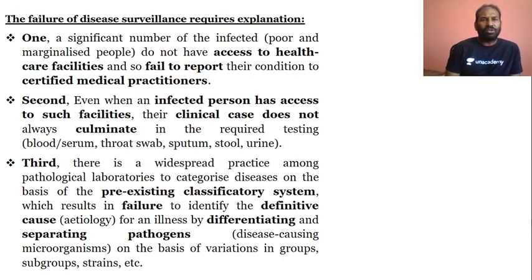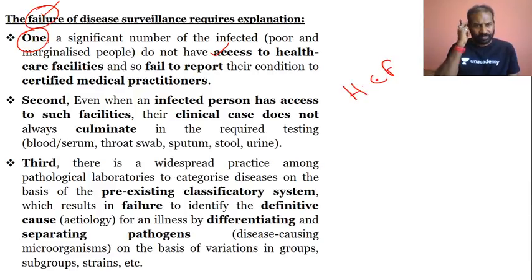So we will look at the failure of disease surveillance, which requires an explanation. We will look at the failures. The first one is that you do not have access to healthcare facilities. Because you do not have access to the healthcare facility system, you are unable to report, or you are failing to report, the condition to certified medical practitioners. And not only that, we also do not have enough certified medical practitioners. This is the first one.